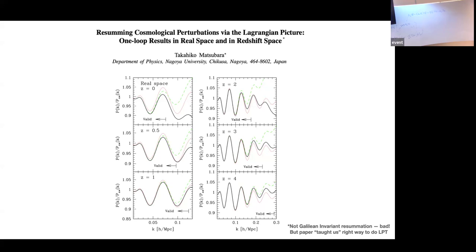Okay. I'm sorry, I missed some part of it. So there is a linear invariant resummation here, or?